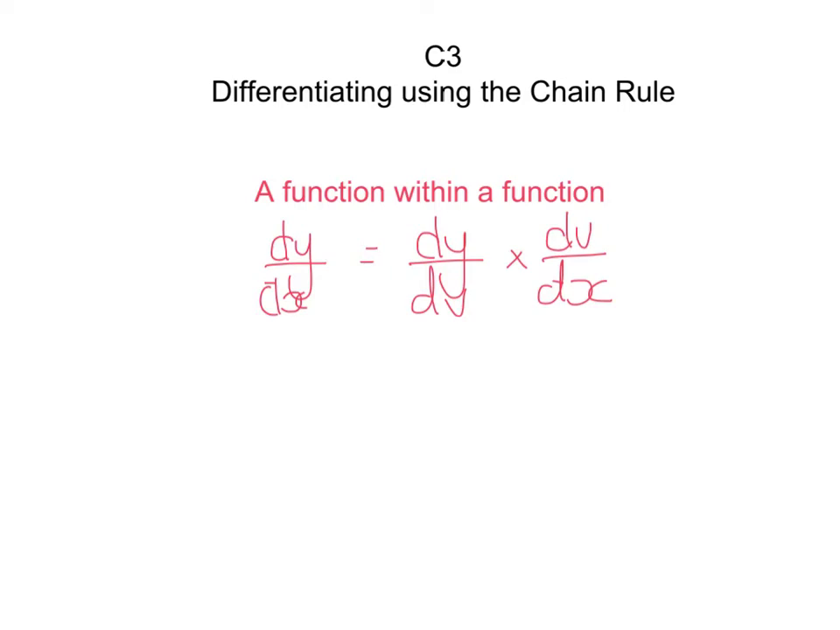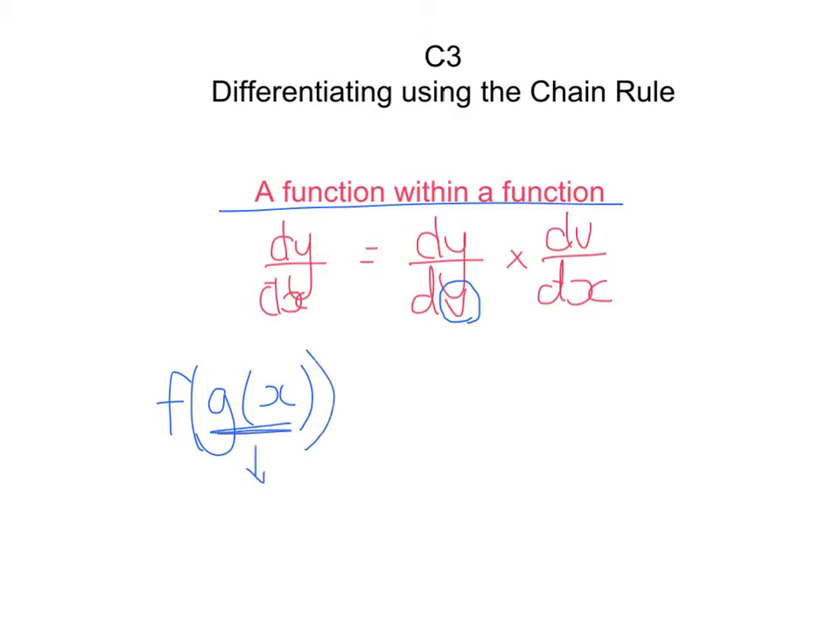So differentiating with the chain rule allows us to look at a function that's a function within a function and differentiate it without having to expand anything out. And we do this by introducing this new variable v. So the function that's within the other function, so for instance if we had f of g of x, we set g of x as our new variable v, and then this allows us, just by a simple multiplication at the end, to differentiate this whole expression without having to find an expanded version of it.